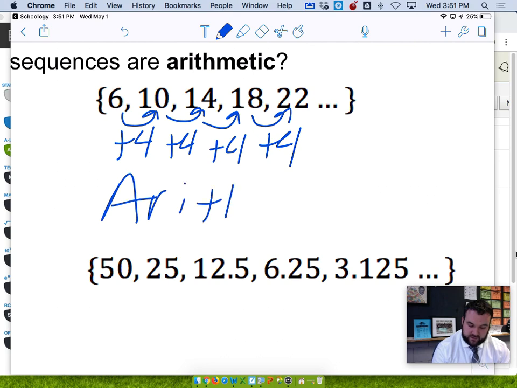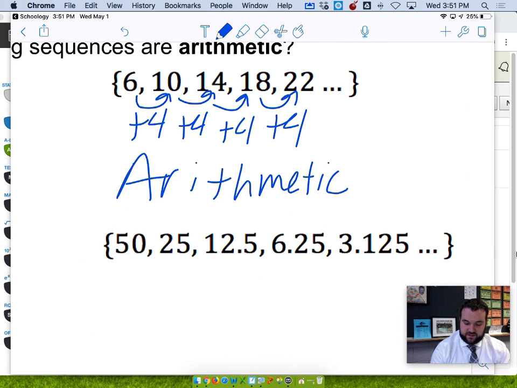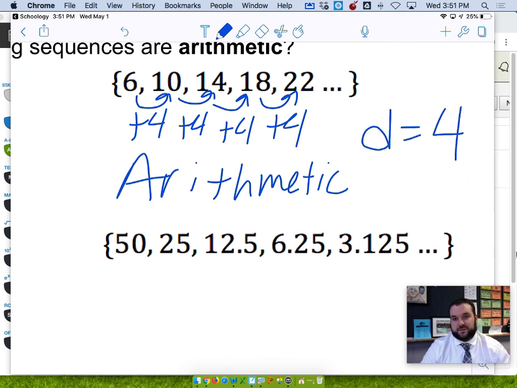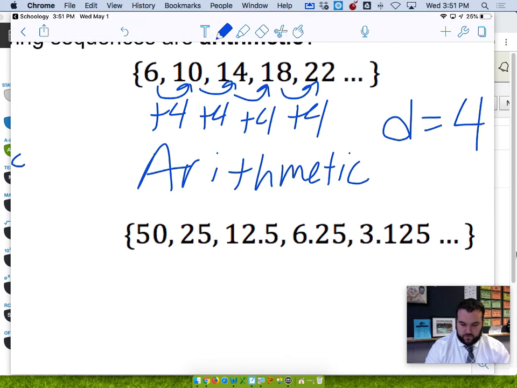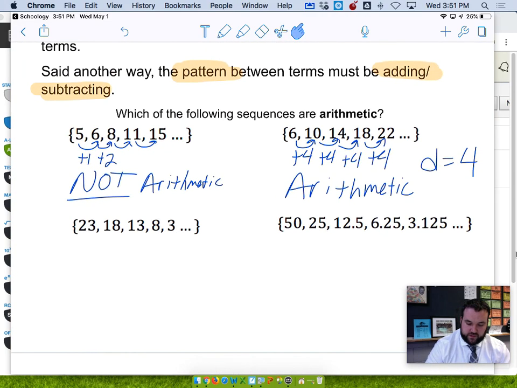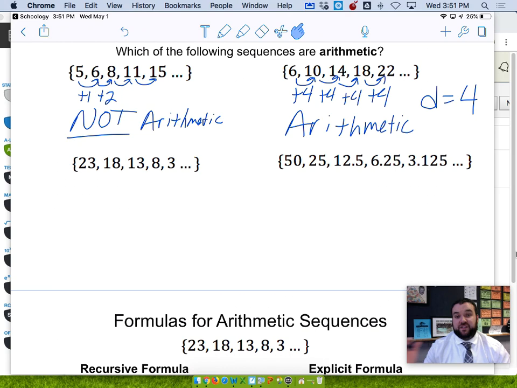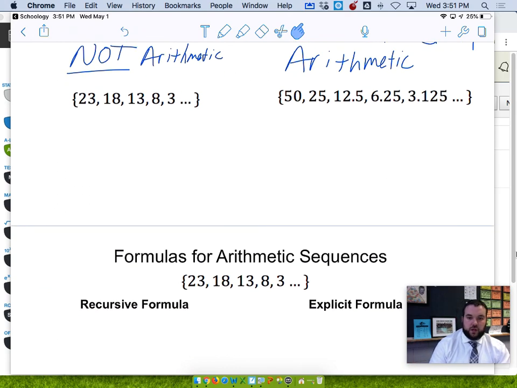So we would say this is arithmetic. And we use the letter D to stand for the common difference. So we would say the common difference is positive 4. Okay. So when we talk arithmetic, if it is arithmetic, go ahead and say what is that constant difference.